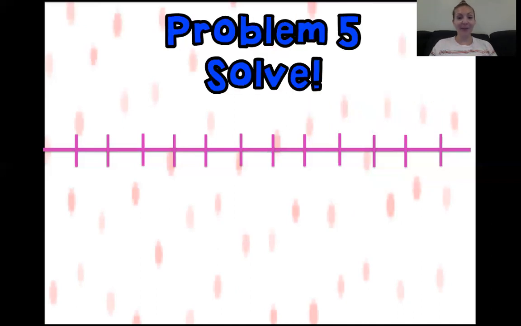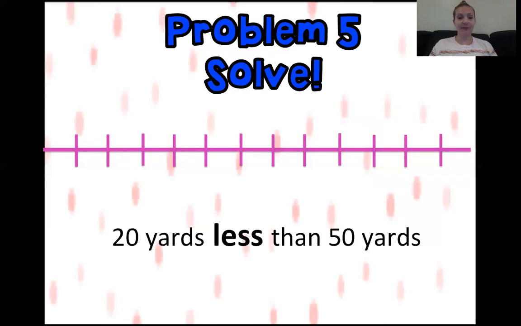Now I have some problems for you to solve on your own. Make sure you pay attention if the word says more or less. If it says more, you're going to want to start your number on the small end, the left side, so you can jump to the right and add. If it says less, that means you're starting with the bigger number and you need to jump backwards to get to the smaller number.